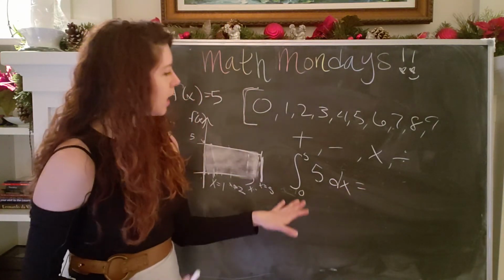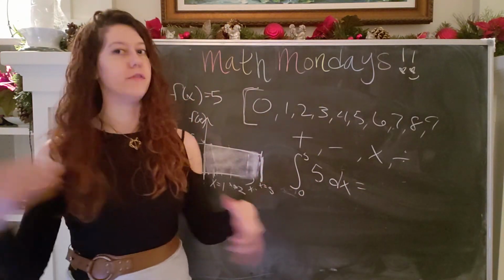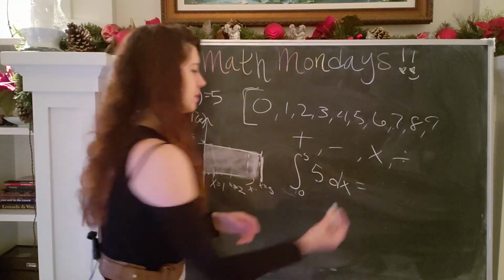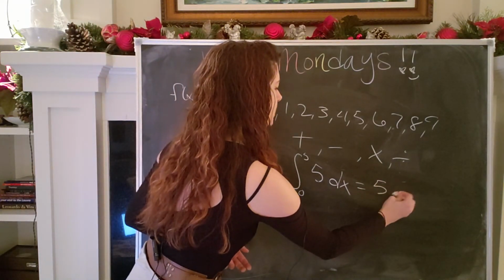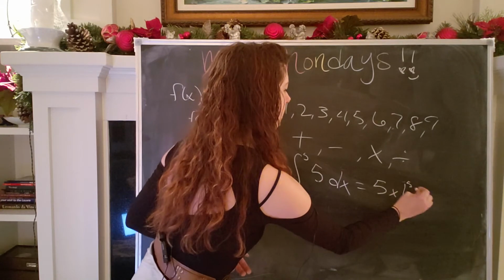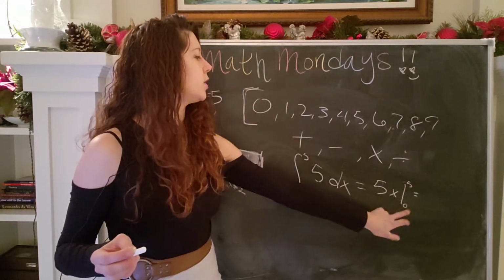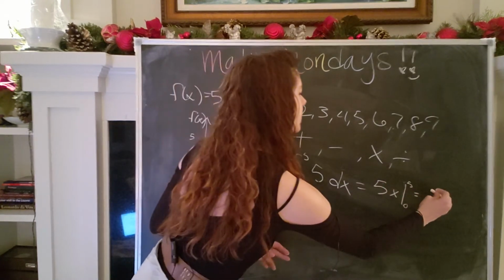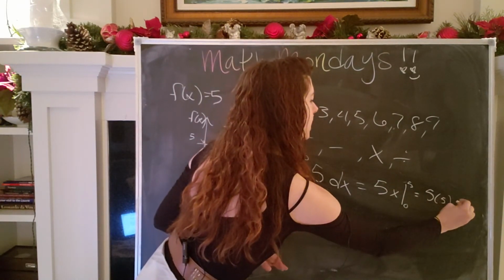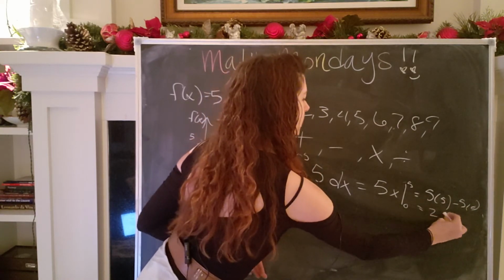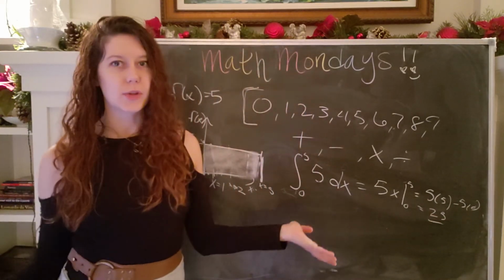But we apply our understanding of the meaning of the integral symbol, and we get 5 times x from 0 to 5. We replace x with our final value and then minus our initial value, so that's going to be 5 times 5 minus 5 times 0 equals 25. Boom! So there you go.